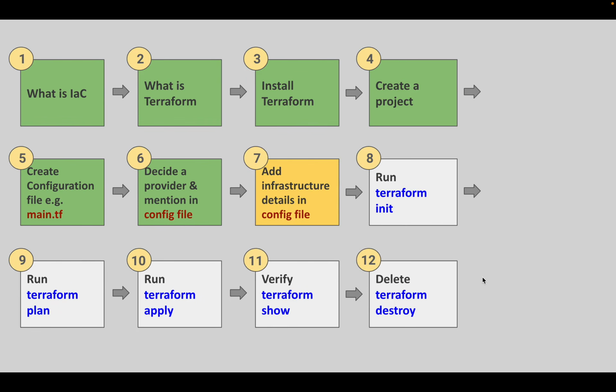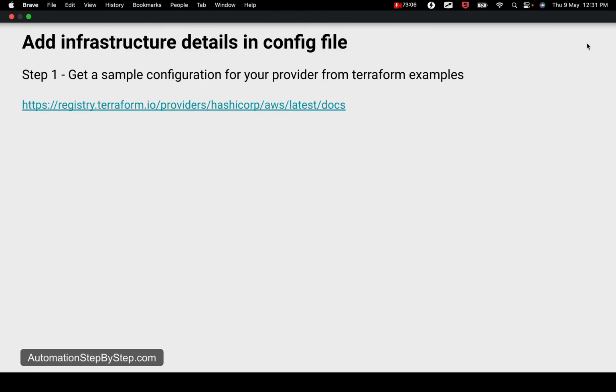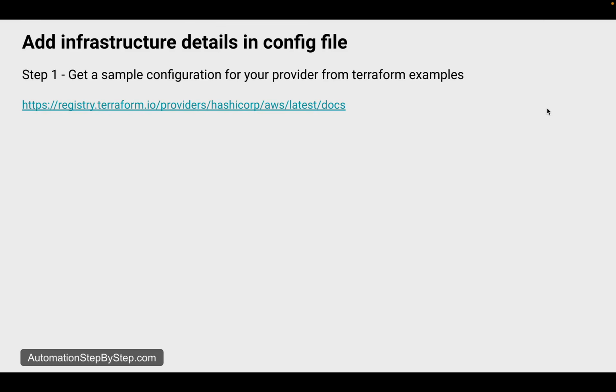Okay, now the next thing is we will add the infrastructure details in our configuration file. Based on what you want to do, for example, if you want to create a virtual machine, or a database, or set up a private cloud or some server, based on whatever we want to do, we can get the code, we can get the configuration, and then we can set it up in our configuration file.